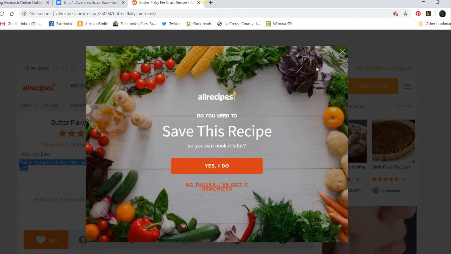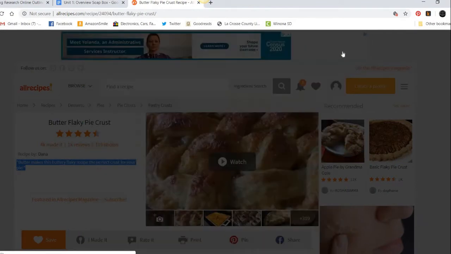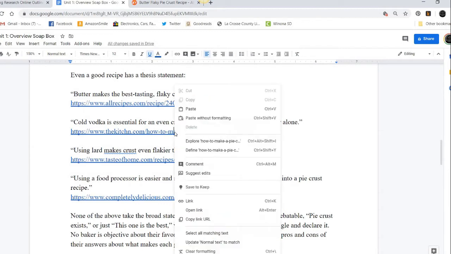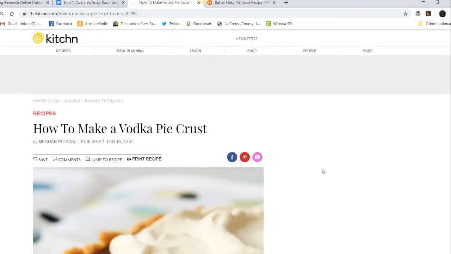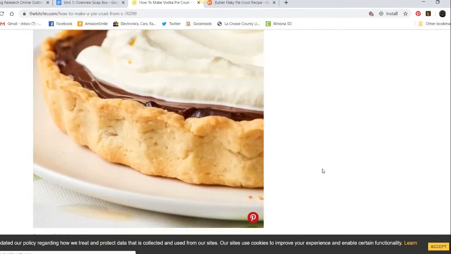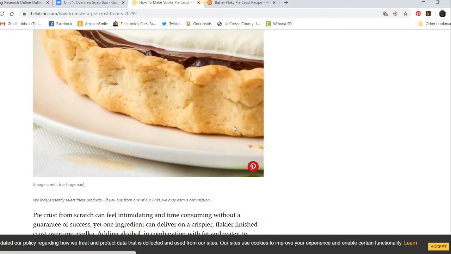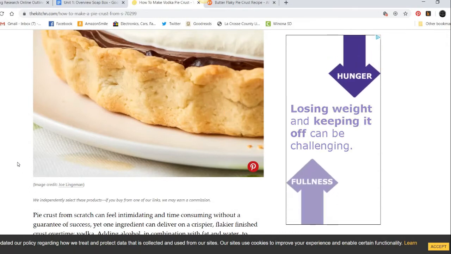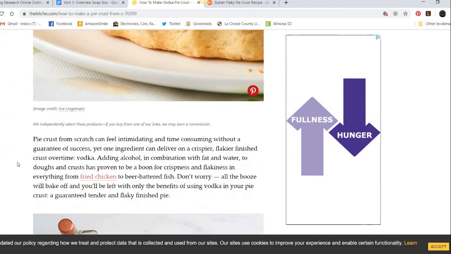Let's look. Oh, there's the recipe. There's the All Recipes ad. Please also tell your speech teachers that I'm doing this whole thing with gum in my mouth. Okay, this one has a different thesis statement. How to make vodka pie crust. Ooh, how you like that for sources? Looks pretty good. Seems like they've created a fact with that sourcing.